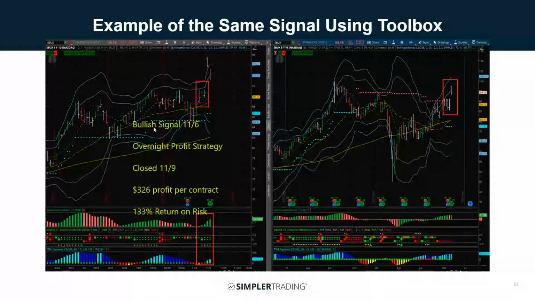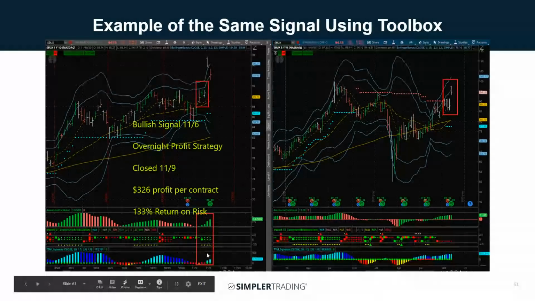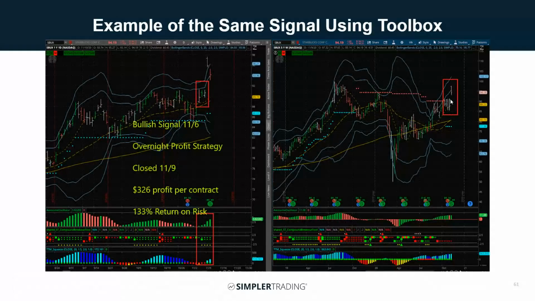Starbucks here had a beautiful bullish signal on November the 6th, and this signal was on the daily chart. So we had a nice bullish divergent bar, a beautiful bullish signal in the compound breakout tool. We actually had that squeeze also printing on the daily chart. And on the weekly chart, we didn't have the compound breakout tool, but we did also have a bullish divergent bar. So we had 2 bullish signals with the divergent bar on 2 separate time frames.